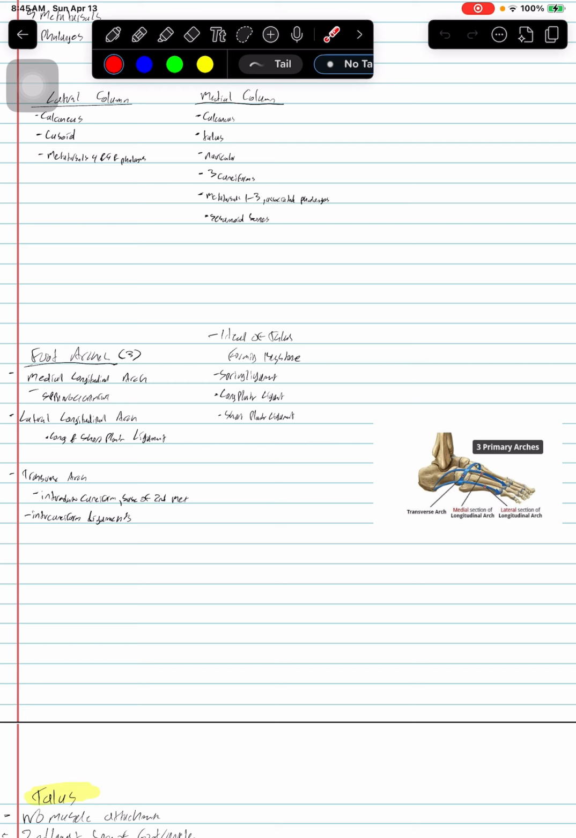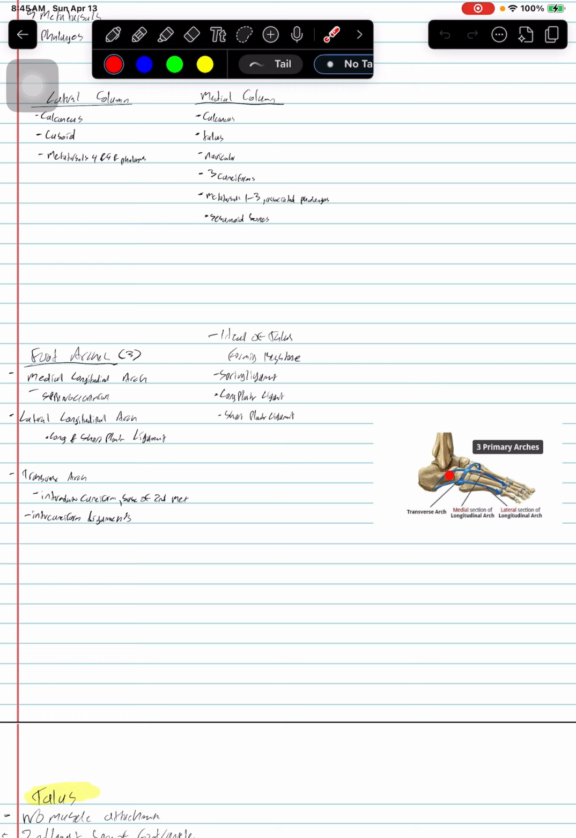And then you have your transverse arch coming across this way, from lateral to medial, which is where the intermediate cuneiform and the second base of the metatarsal would be, and where the anterior cuneiform ligaments would be attaching.